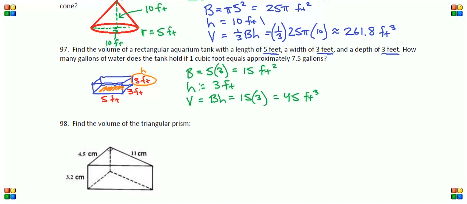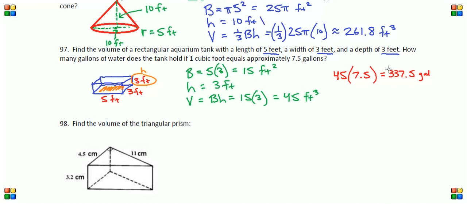Okay, the second part of the question is, how many gallons does it hold? That's a pretty easy question. All we have to do is take our volume of 45 and multiply it by our factor for how many gallons are there in 1 cubic foot. So 45 times 7.5 is going to be equal to 337.5 gallons.